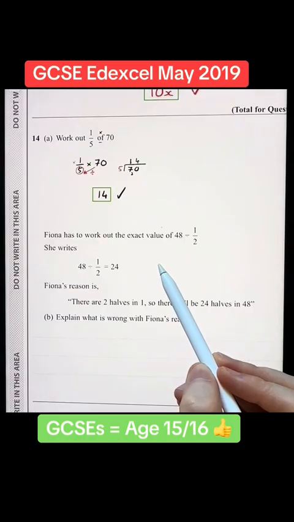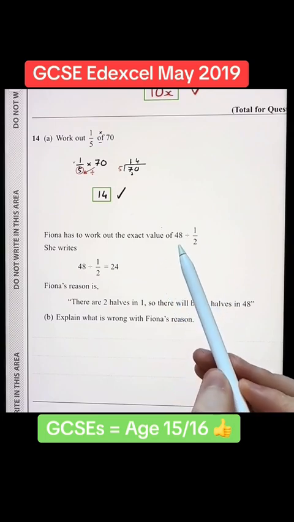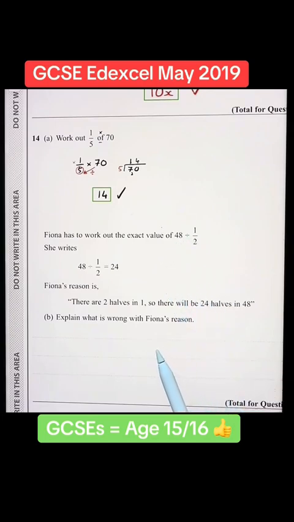Part B. Fiona has to work out the exact value of 48 divided by half. She writes that 48 divided by half equals 24. Fiona's reason is there's 2 halves in 1, so there'll be 24 halves in 48. Explain what is wrong with Fiona's reason.